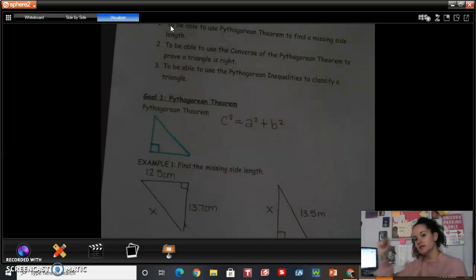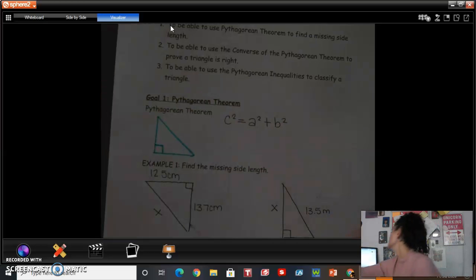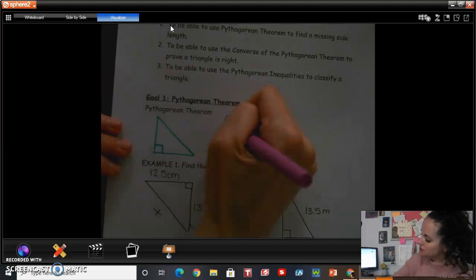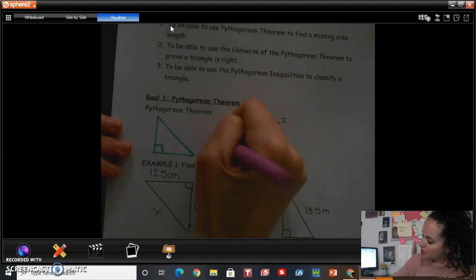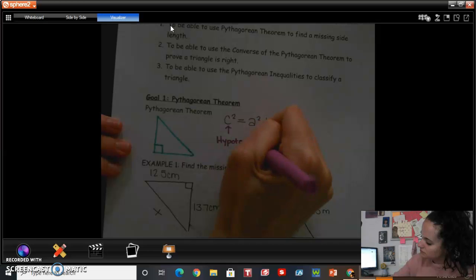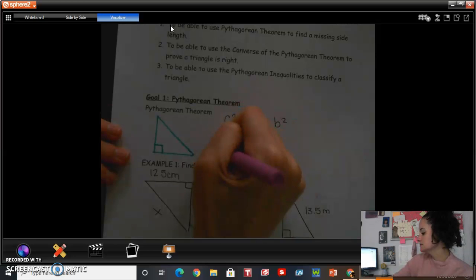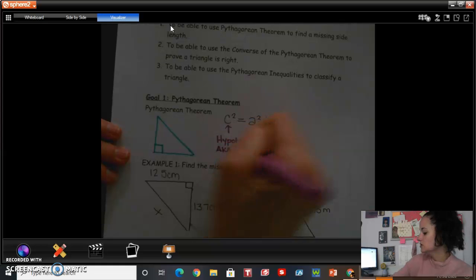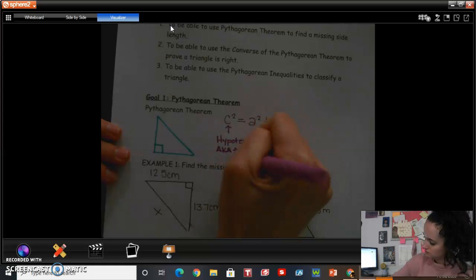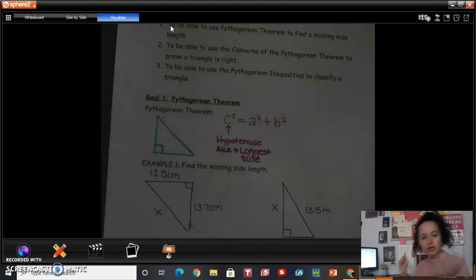Now, the important thing here is c. C is super important. Let me find another color. There we go. So c is always going to be the hypotenuse, AKA the longest side. And a and b are just the other two.